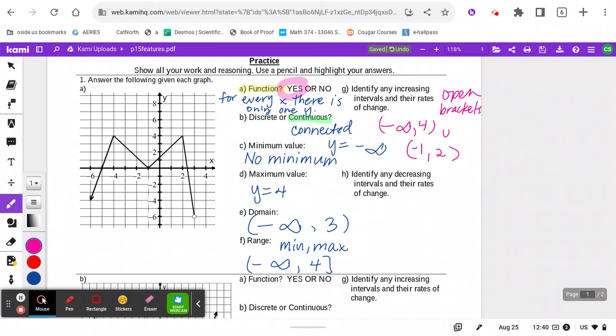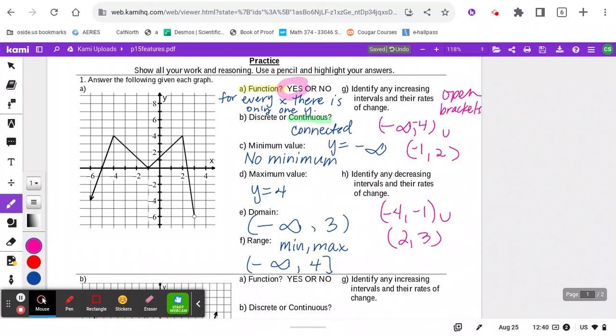Okay, the decreasing intervals are the other two intervals in between. So it's going from negative 4 to negative 1. Oh, I forgot the negative up here. Good catch, good catch. Negative infinity to negative 4. Now it's negative 4 to negative 1. And this is a U for union, meaning and. It's also decreasing from 2 to 3.